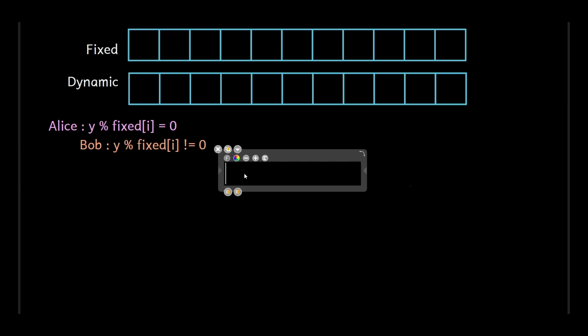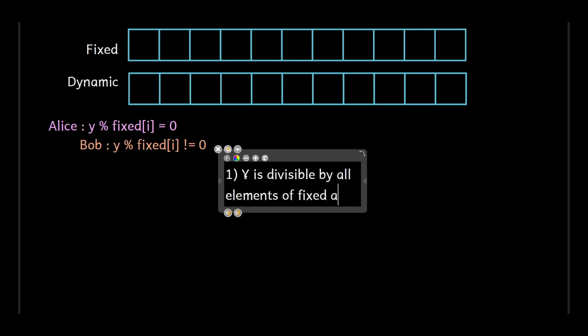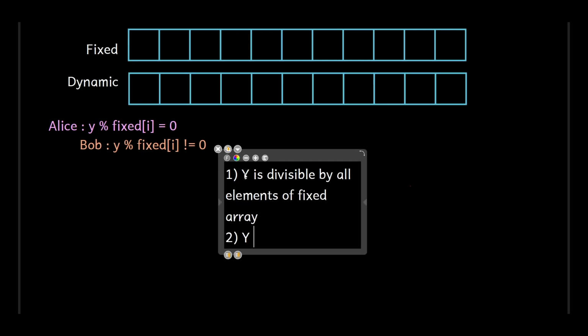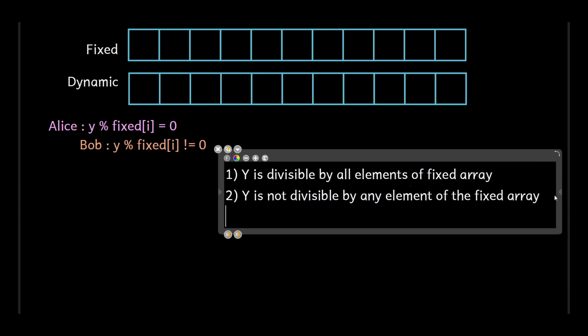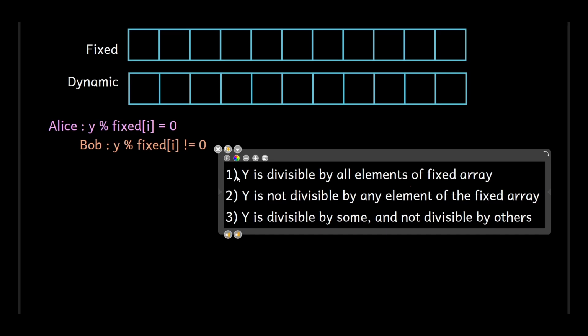So what are the possible cases? The first case is y is divisible by all elements of the fixed array, and the second case is y is not divisible by any element of the fixed array, and the third case is y is divisible by some and not divisible by others. So there are only three classes in which a particular y can fall into.